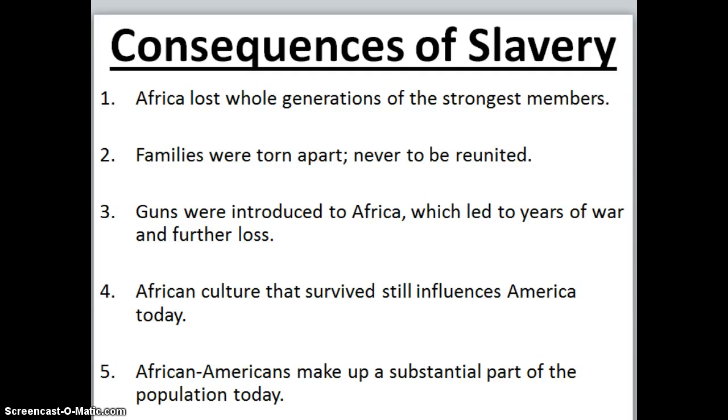Third consequence is that guns are going to be introduced into Africa, and those guns are going to lead to years of war and further loss. And the fourth consequence is that African culture that survived, it still influences America today. And the last consequence is that African Americans make up a substantial part of our population here in the Americas today. So not all the consequences of slavery are negative. There are some positives.